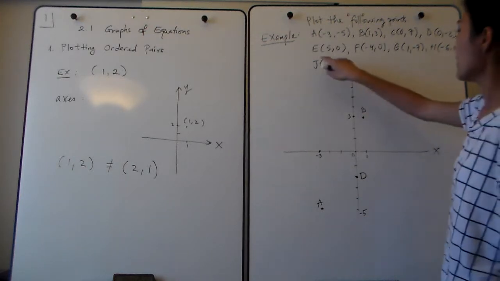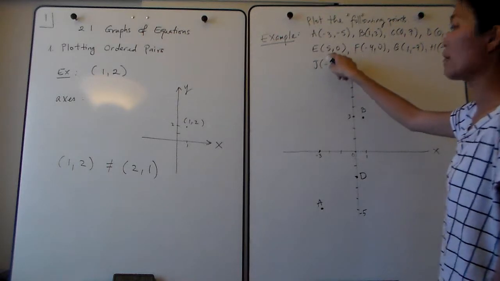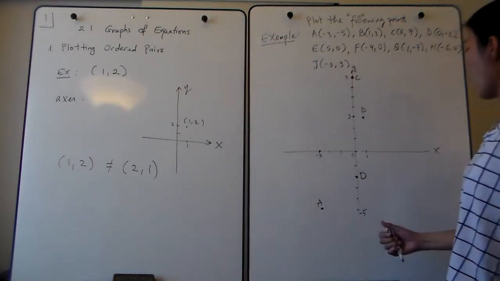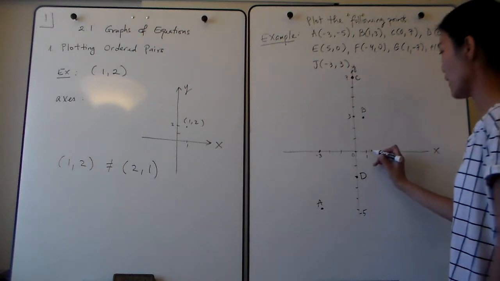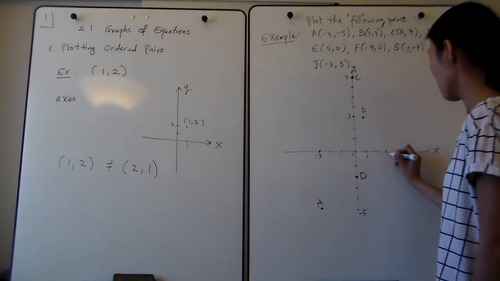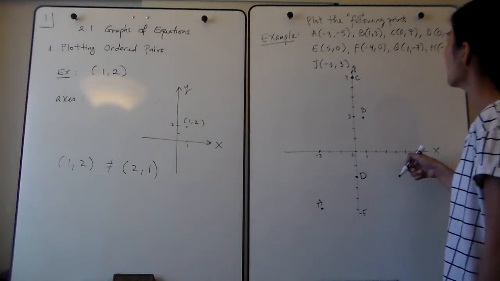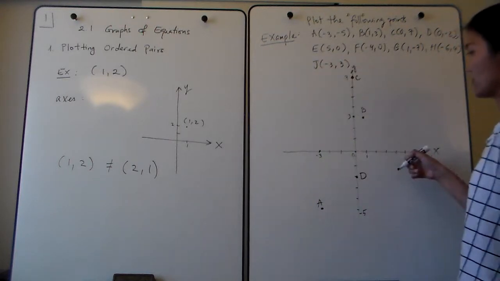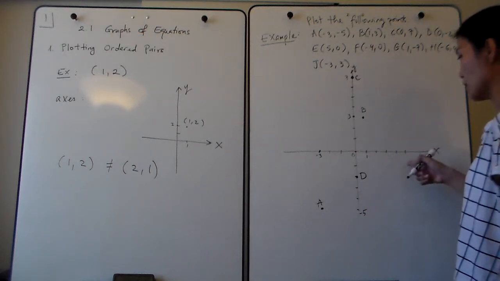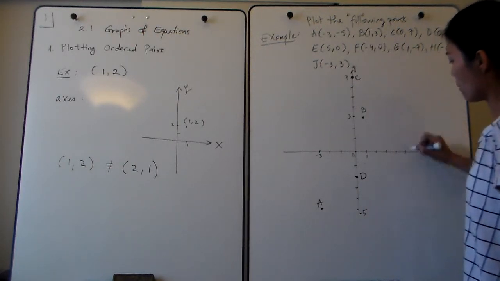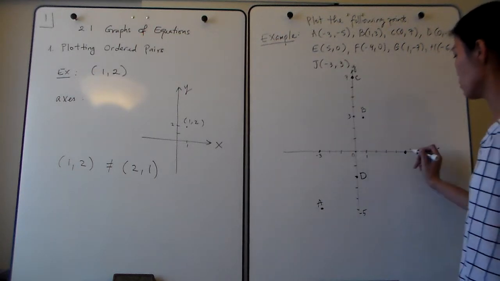Now let's see. For E, (5, 0). So 5 for x. Positive 5 means to the right of x, so 5 units to the right: 1, 2, 3, 4, 5. Okay, 5. And then y is 0, so there's no change in y. It doesn't go up or down, so it stays where it is. So just 5 units to the right.